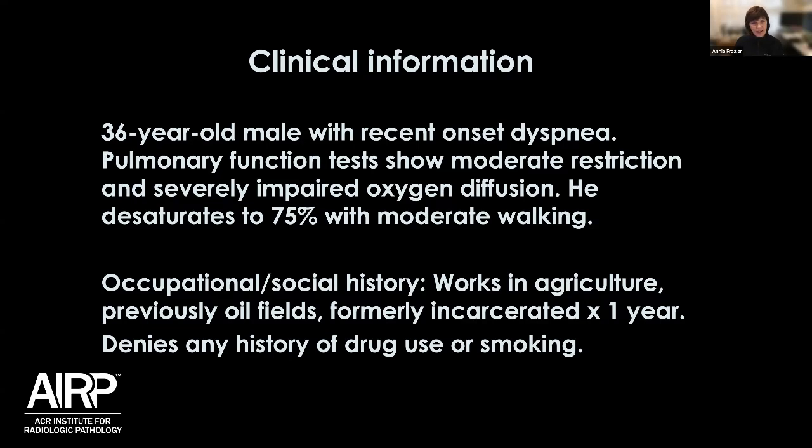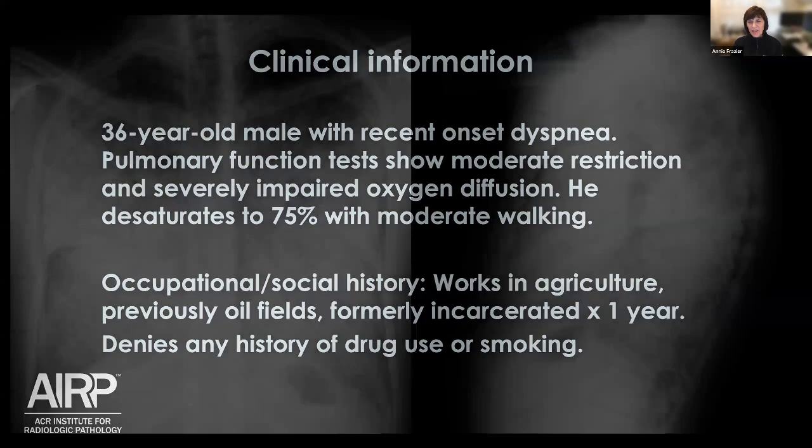I checked in the records and it seemed like there was a bunch of possibilities, always with any kind of lung problems. I want to know what they've been exposed to, what's their social history. So he had a couple of things: worked in agriculture, had some experience in the oil fields, formerly incarcerated, which always brings in all these risk factors. But he denies any history of drug use or smoking. So even before I look at the images, I kind of had that to work with.